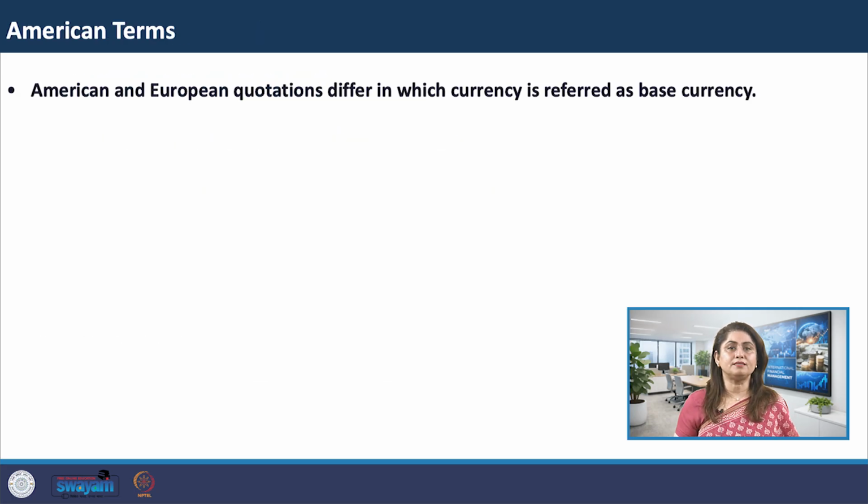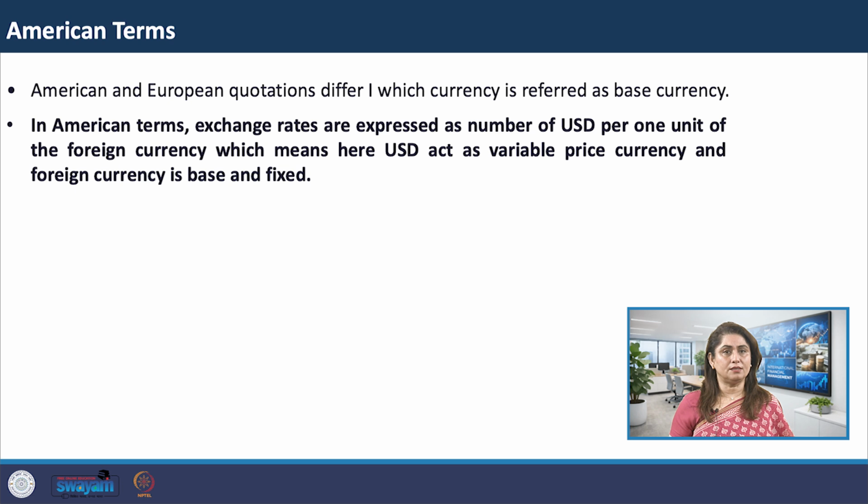Now let us understand American terms and European terms. American and European quotations differ in which currency is shown as base currency or the first currency. Let me define each clearly. In American terms, we quote number of USD per 1 unit of foreign currency. USD is the price currency. It is what you pay. The foreign currency is the base currency.